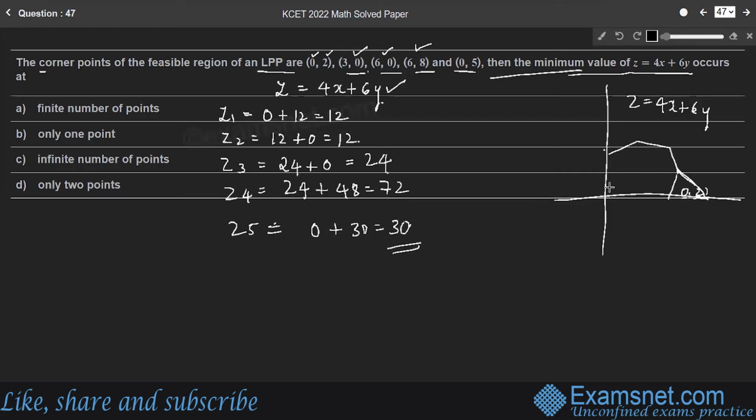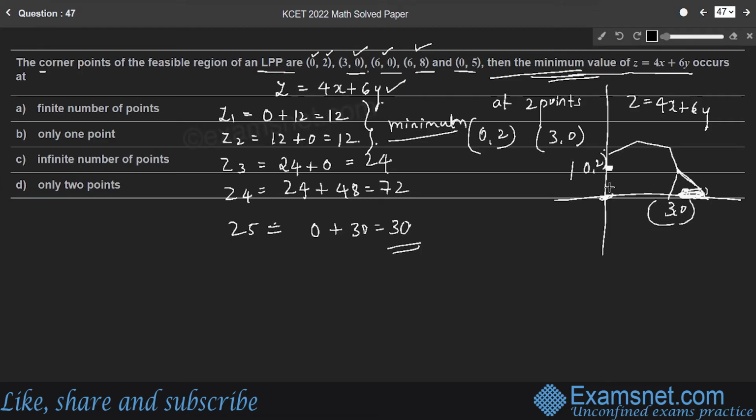Here the question is, then the minimum value of Z occurs at. So here are two minimum values, 12 and 12, right? So minimum value occurs at 2 points. So that is 0 and 2 and 3 and 0. In 0 and 2, the x coordinate is 0, somewhere here, and 3, 0 will be somewhere here, right? X coordinate is 3. So in 0 and 2, the y coordinate is 2.